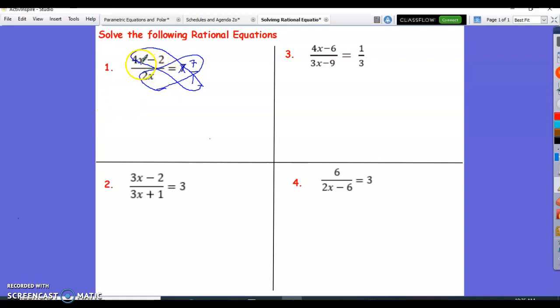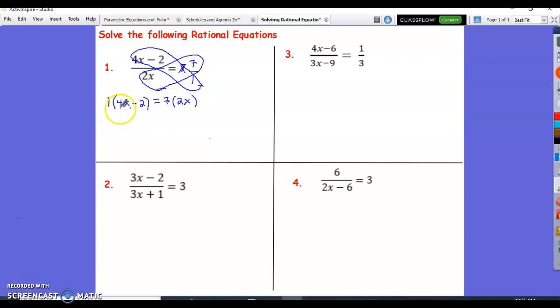So let's cross multiply 4x minus 2 times 1 first. So I'm going to put 1 times, I'm going to use parentheses, 4x minus 2 equals the other side of the equation, which is 7 times 2x. So again, I'm going to use parentheses and put 7 outside. And now we have this simple equation, 1 times 4x minus 2 equals 7 times 2x.